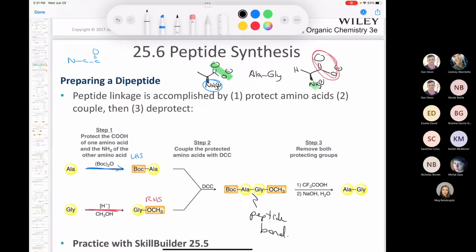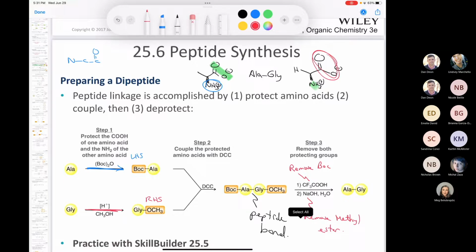And then in the first step, I remove the Boc group with TFA. And then I remove the methyl ester with sodium hydroxide and water. Just a plain old hydrolysis, and that's it. Everybody with me on that?